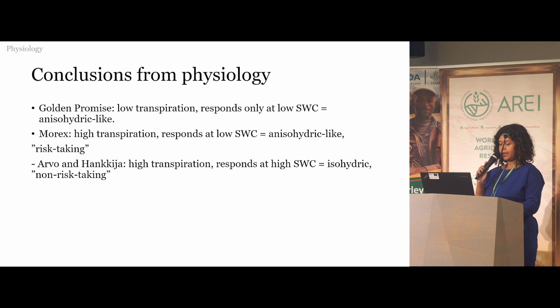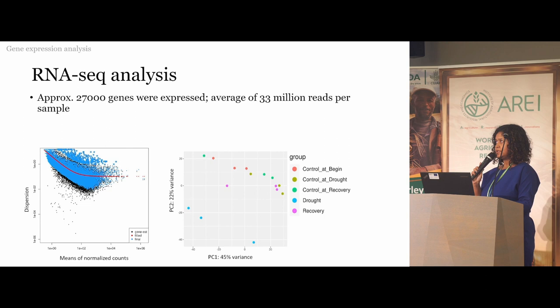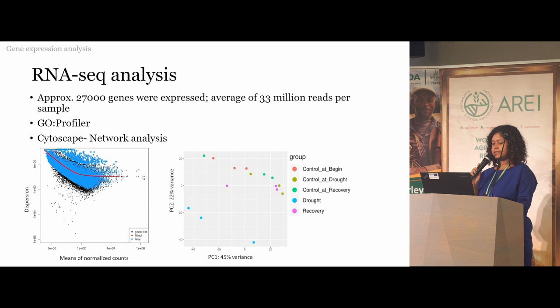Now I would like to go to the next segment of my presentation, which is the gene expression analysis. Here we did RNA sequencing, and we checked the dispersion of the genes and principal component analysis to check the different treatment groups. Approximately 27,000 genes were expressed, with 33 million reads per sample. I did network analysis, and for that I used GeoProfiler and Cytoscape. Now I'm going to show you the results from this analysis.